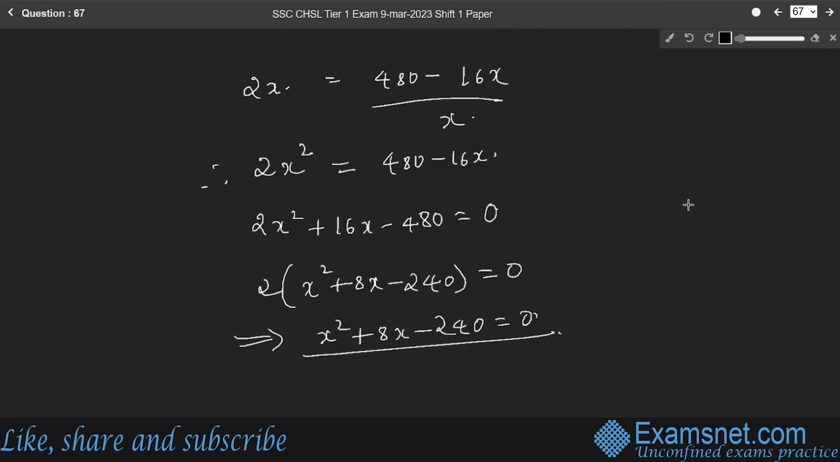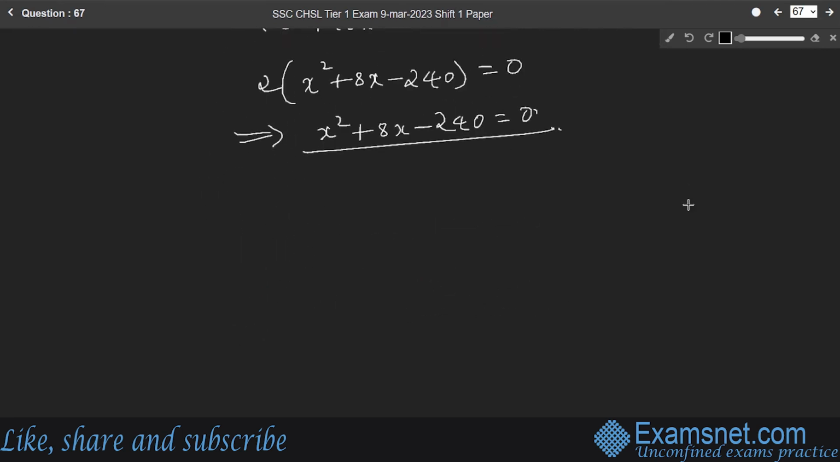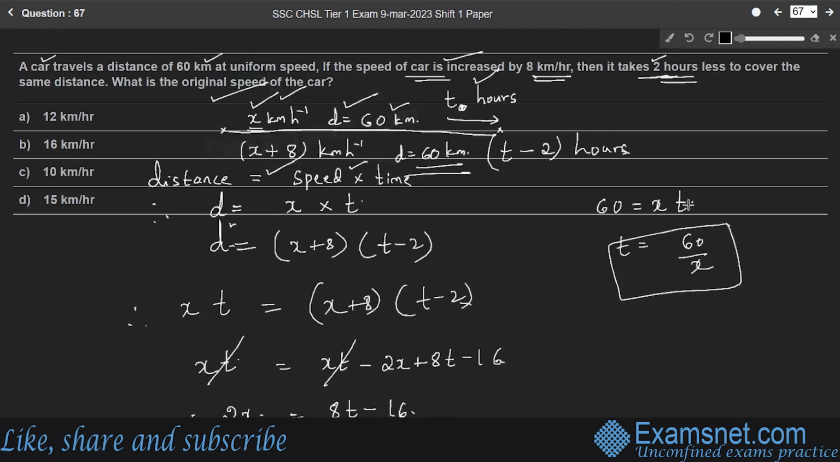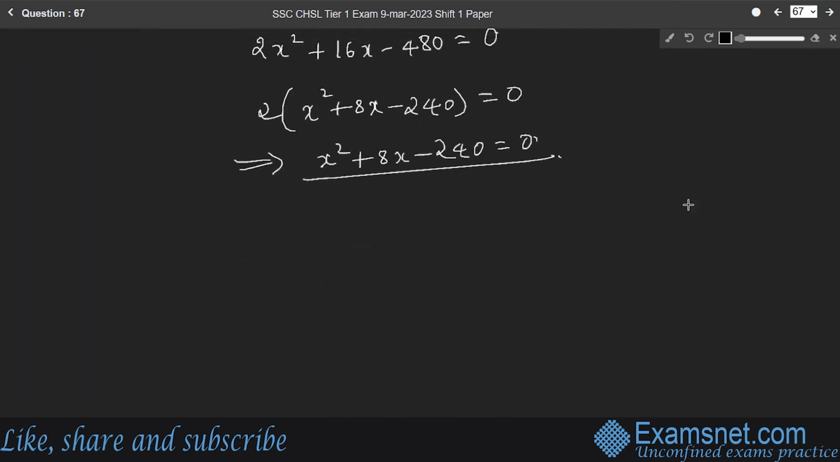Quadratic equation. So split the middle term to find the value of x, because we need the value of x, which is nothing but original speed of the car, right? Now, x square plus 8x can be written as 20x minus 12x. So 20 into 12 is equal to 240. Right? So with negative sign, since 12 has negative sign, it becomes minus 240. Whereas 20 plus minus 12 is equal to 8 for the coefficient of middle term.